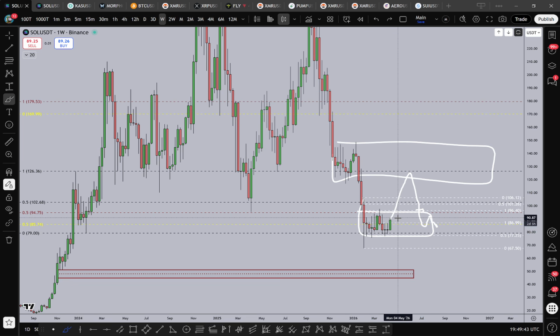Because if this breakout is not successful and you can't even get above this, then the next thing you'll do is come and take liquidity. Where's the liquidity? If you can't break above this, it's going to be to the downside. You can see that building up right over here, right?